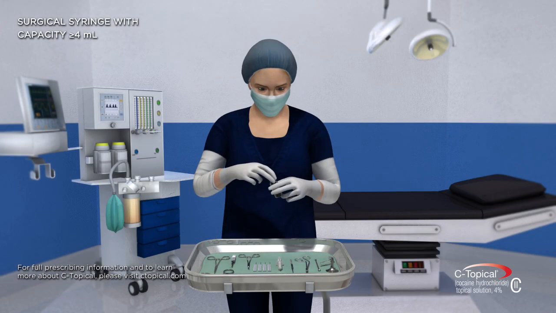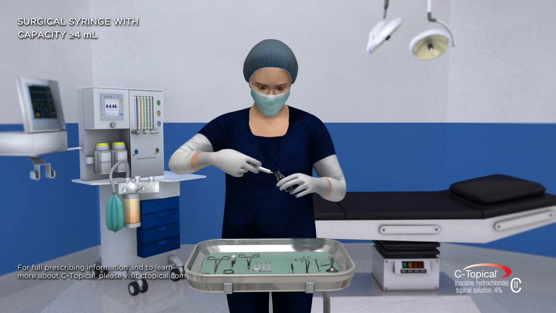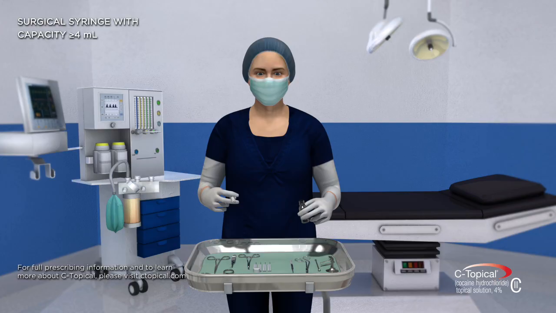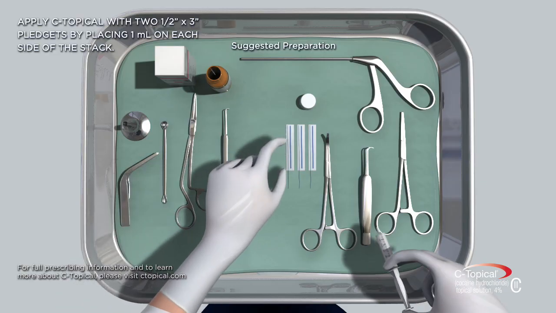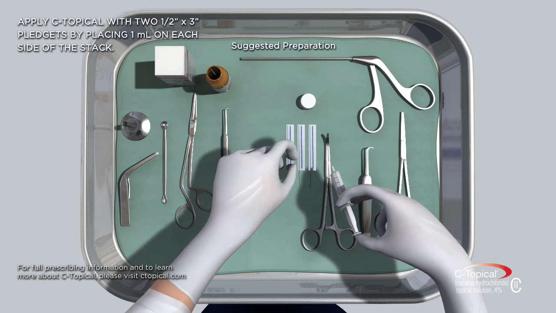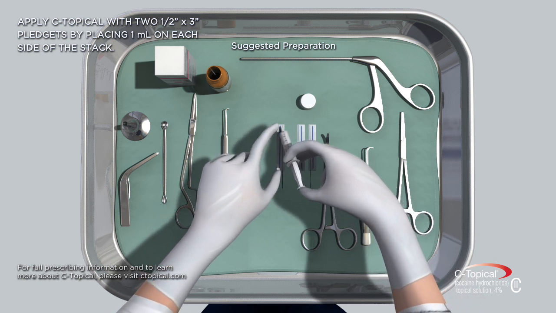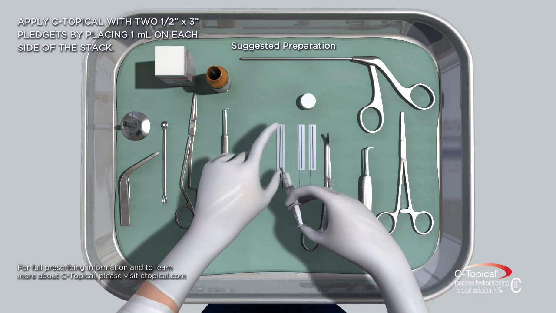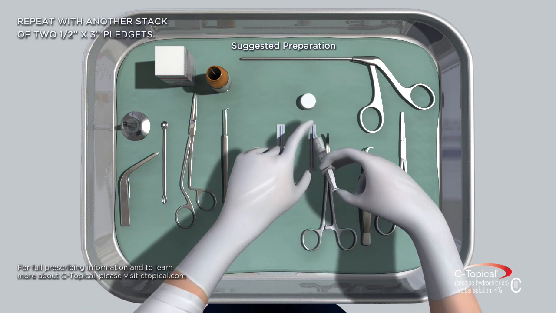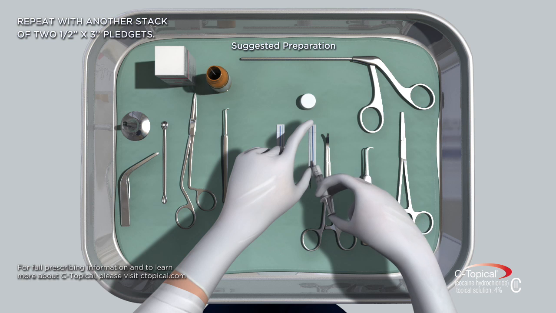Using a syringe calibrated in milliliters with a capacity of at least 4 milliliters, draw the entire contents of C-Topical. Stack 2 half-inch by 3-inch pledgets. Saturate the top of the pledgets with 1 milliliter of C-Topical. Saturate the bottom half by turning over the stack and applying another 1 milliliter of C-Topical. Repeat this with another stack of 2 pledgets in order to have 4 evenly saturated pledgets.